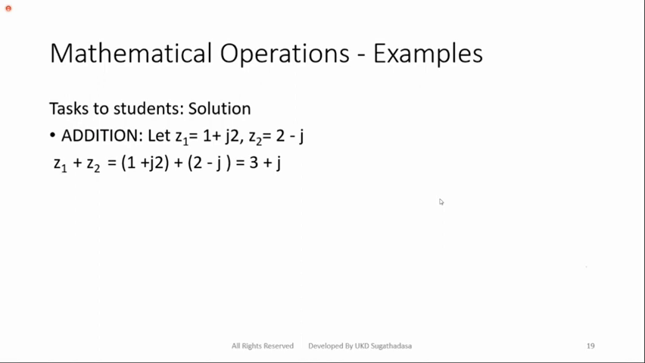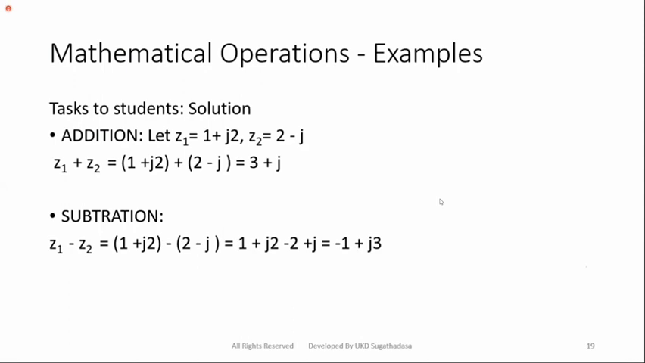So, done the first part, you can check your answer. 1 plus j2 plus 2 minus j: the real parts, 1 plus 2, 3. j2 minus j, that is j. The answer is 3 plus j. So far, I think it's very straightforward. You can understand easily.